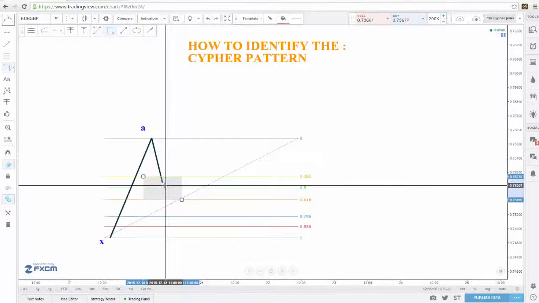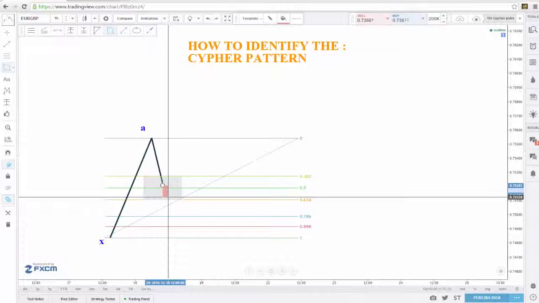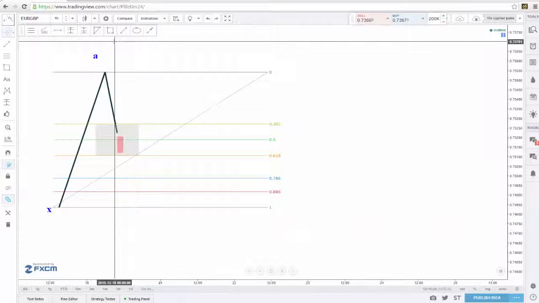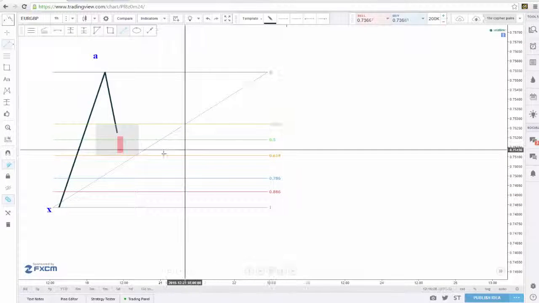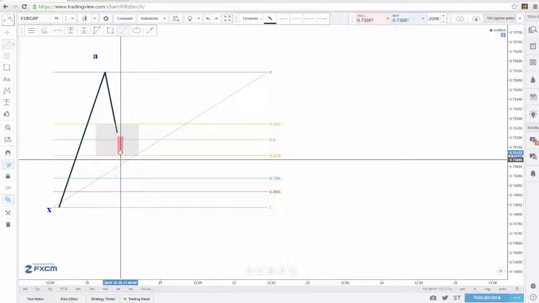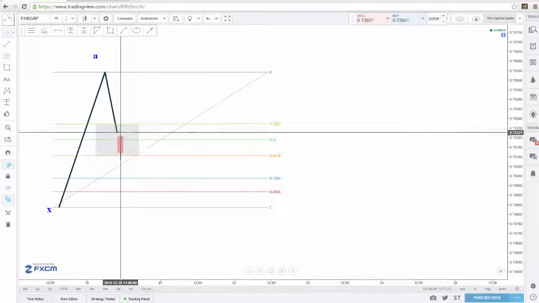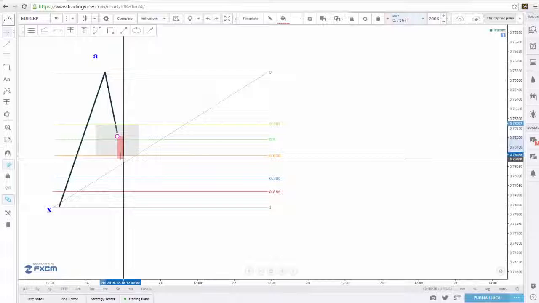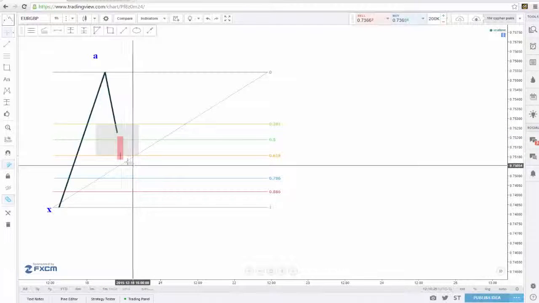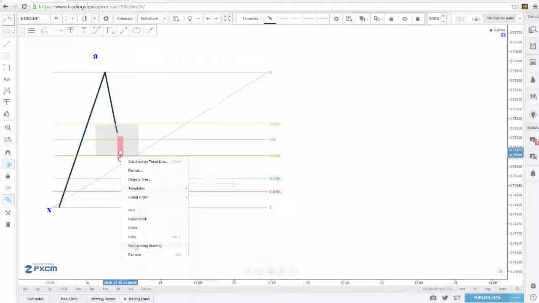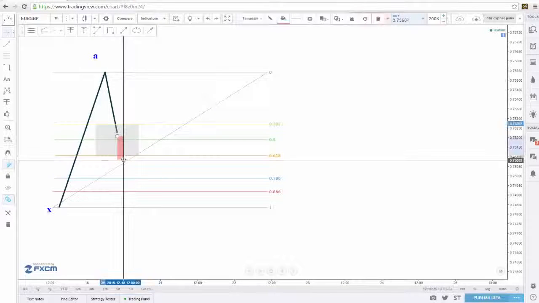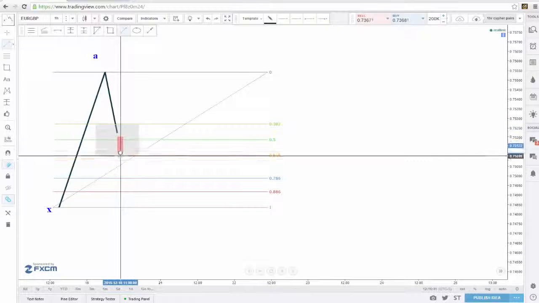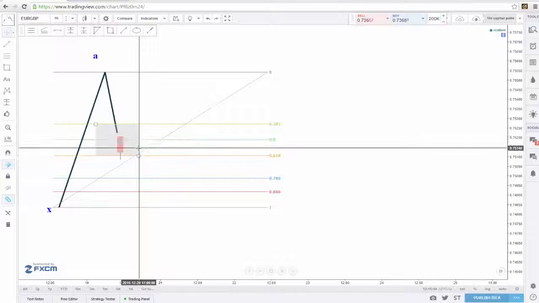below the 618. So for instance, if we have a candle here, like this red one I've drawn, and the wick comes down below 618, then that is still a valid B leg of the cipher pattern. But if we come down and the body of the candle closes below the 618, that invalidates the pattern. So this would not be a cipher pattern. This would still be a cipher pattern.